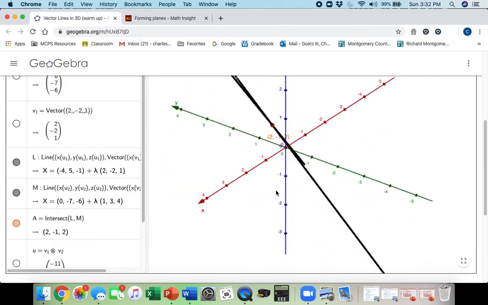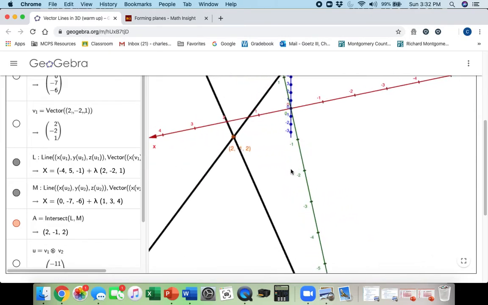Did you ever play that? Pick up sticks? That's what this reminds me of. I don't know if anybody plays that game anymore. I'm showing my age.